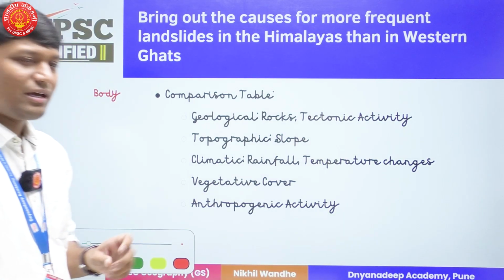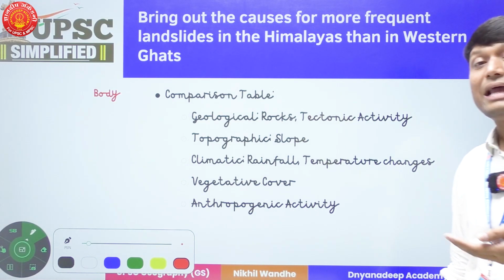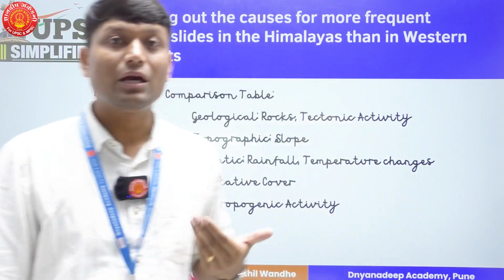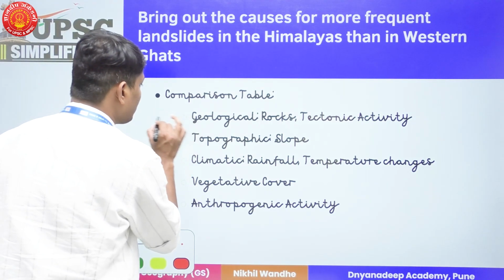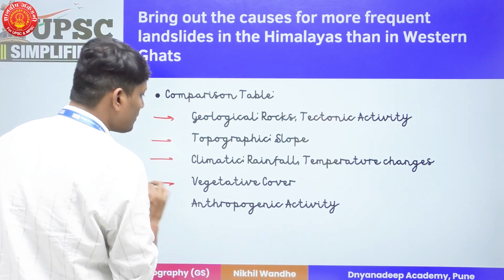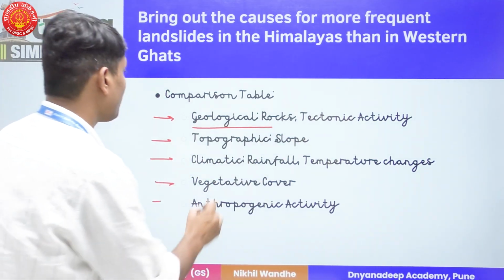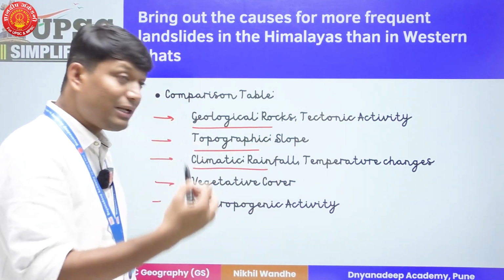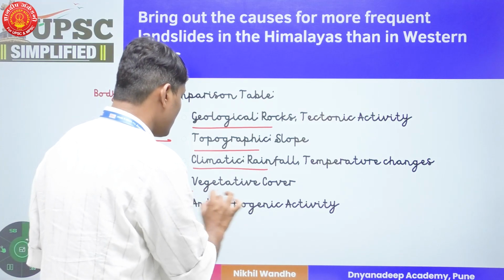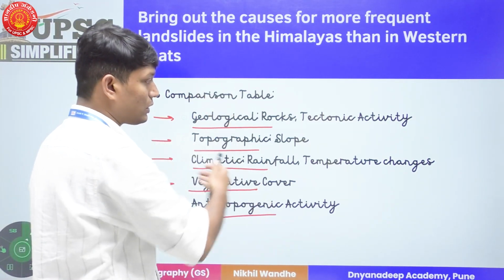Now in this question, most of the candidates will have a vague or an unstructured answer. So that is a bigger probability. And to avoid that, what I have done, I've just made some categories. Look at the categories. I'll go for the first geological reason. Then I will go for topographic reasons. Then I will go for climatic reasons, vegetation, and anthropogenic activity. So these are my categories.